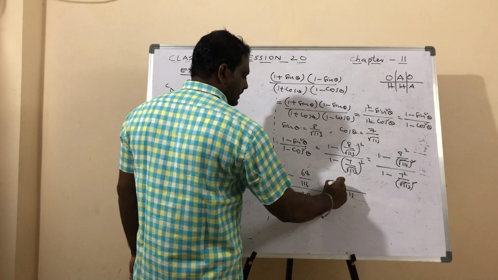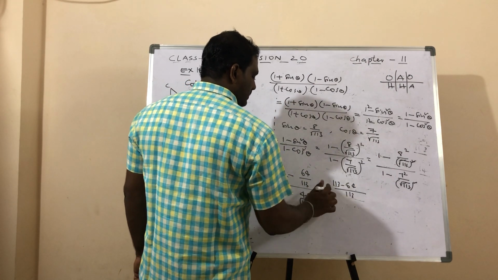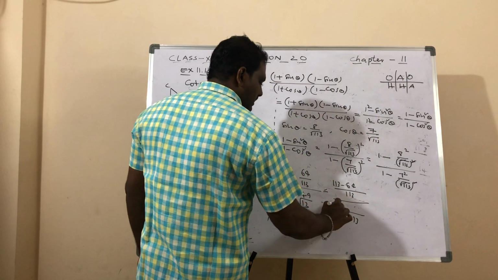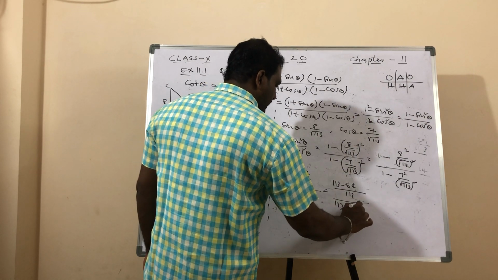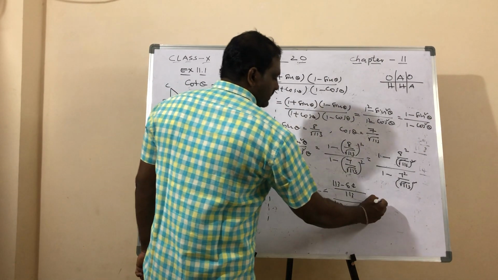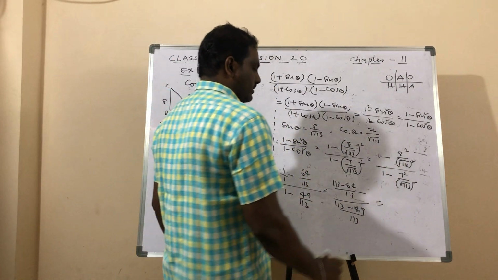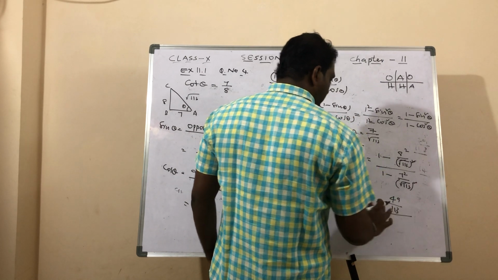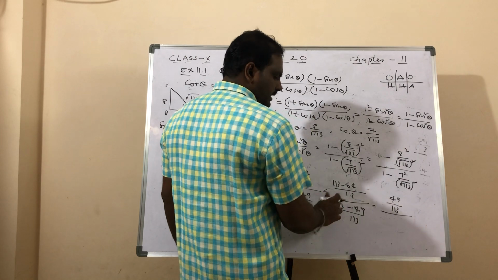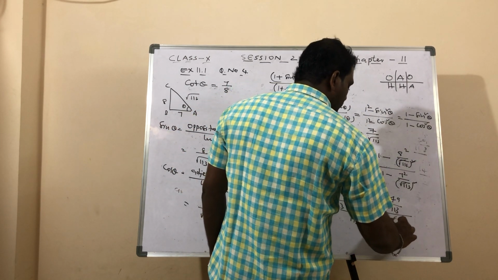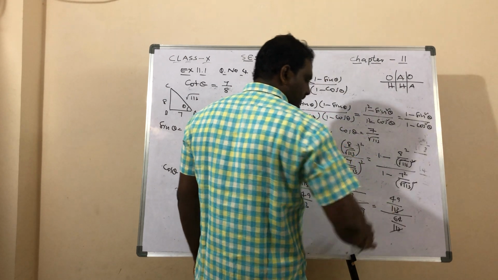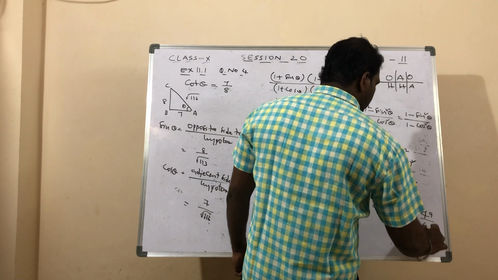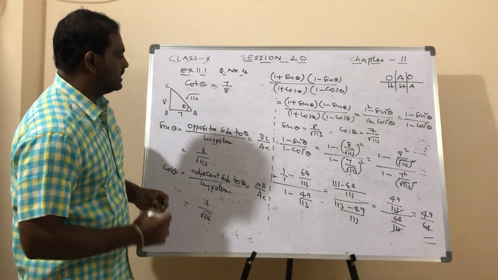1 into 113 is 113 minus 64 by, same, here also 113 is the LCM. I can write 113 minus 49. Next, what will you get? 113 minus 64, it's very simple. This is 49 by 113 by total one. 113 minus 49 is 64, 64 by 113. So 113 cancels. So what is the final one is 49 by 64. So this is the answer.